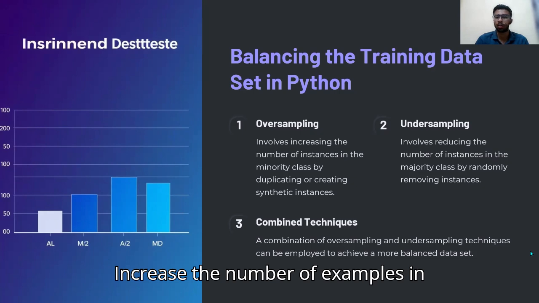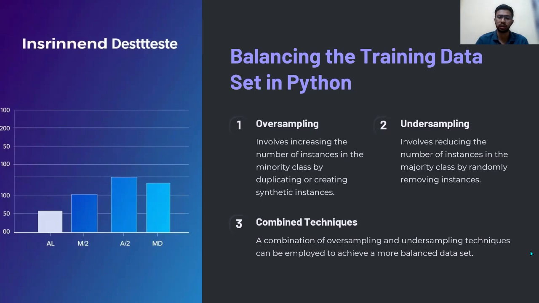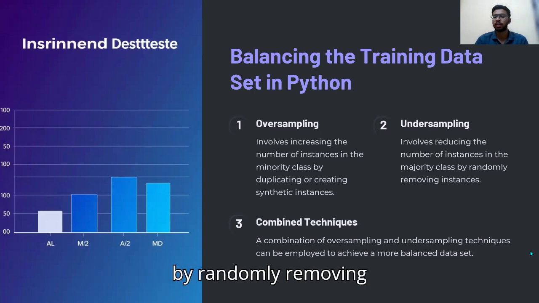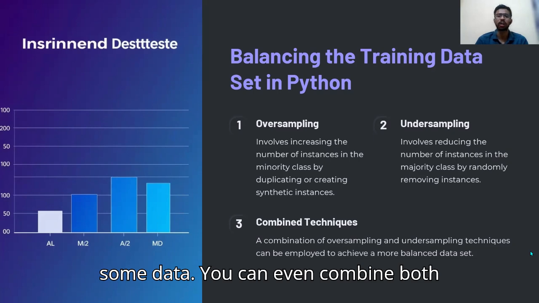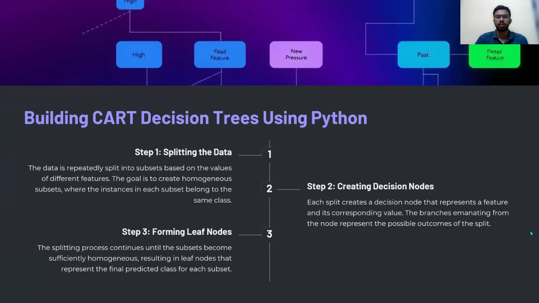Oversampling increases the number of examples in the minority class by duplicating or creating new synthetic data. Undersampling reduces the majority class by randomly removing some data. You can even combine both techniques to balance your dataset.